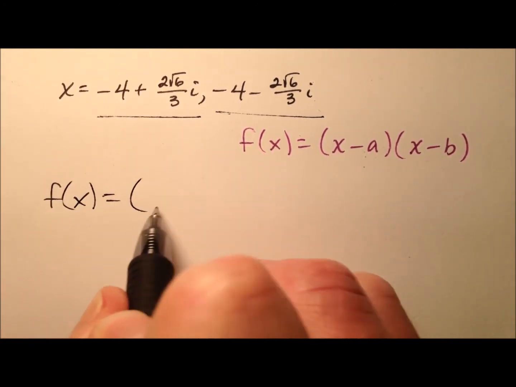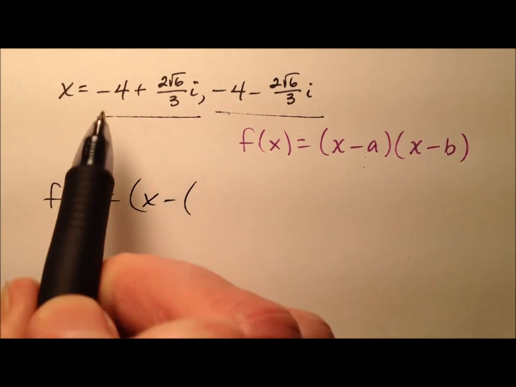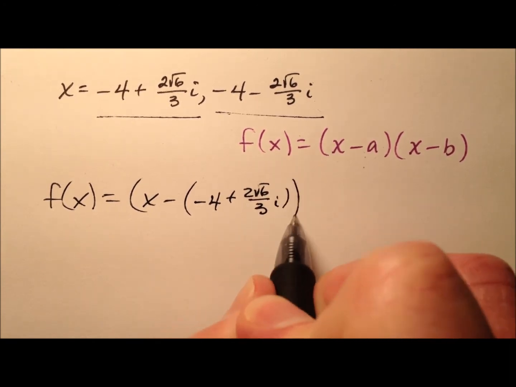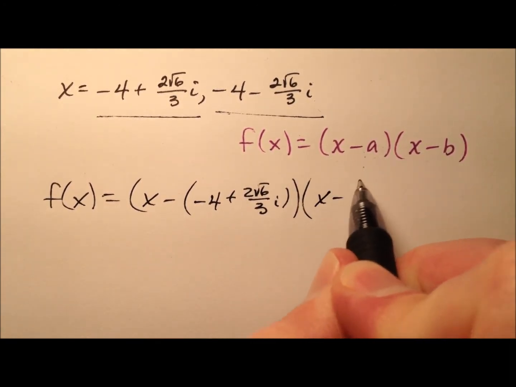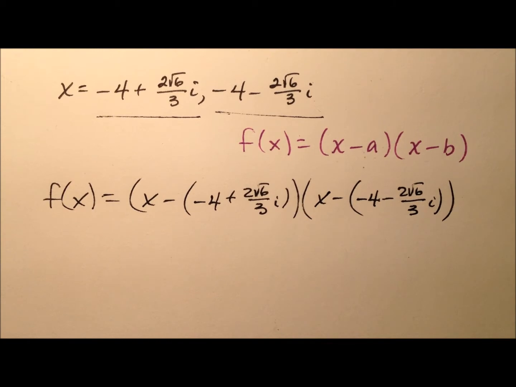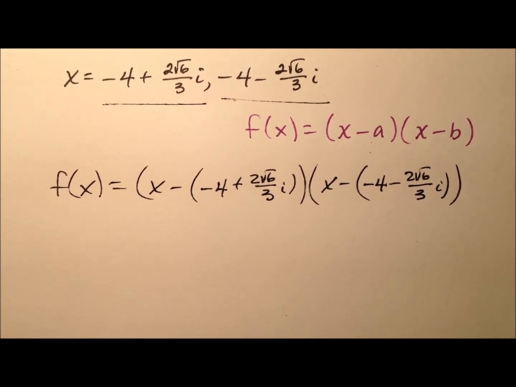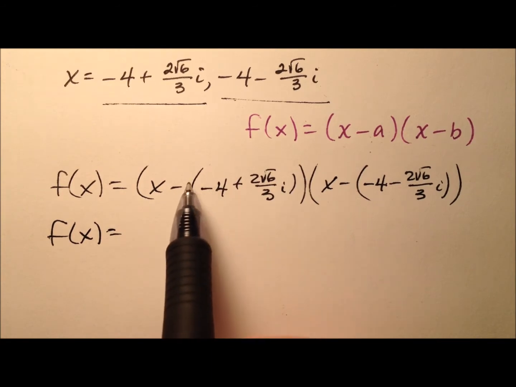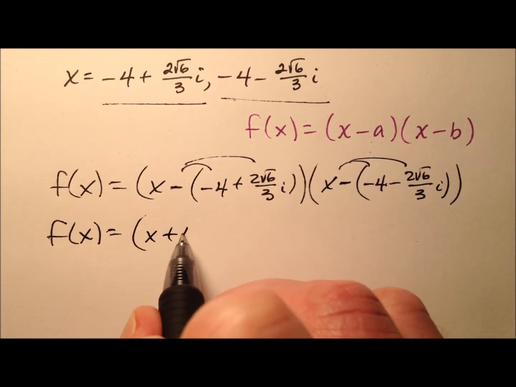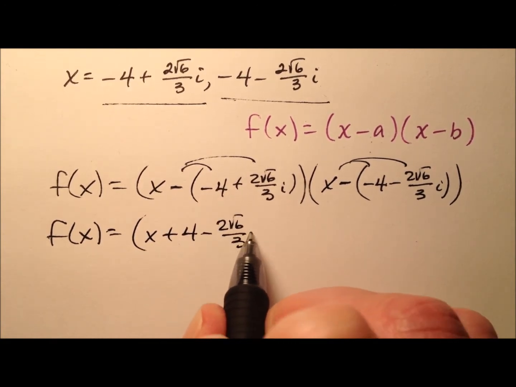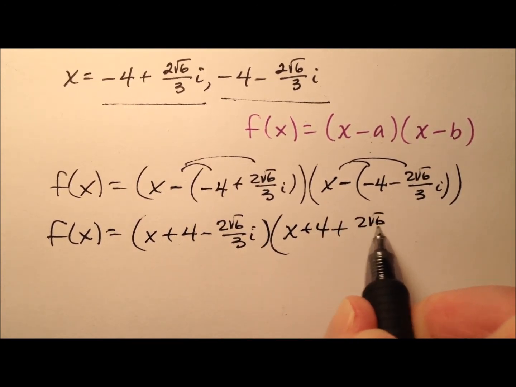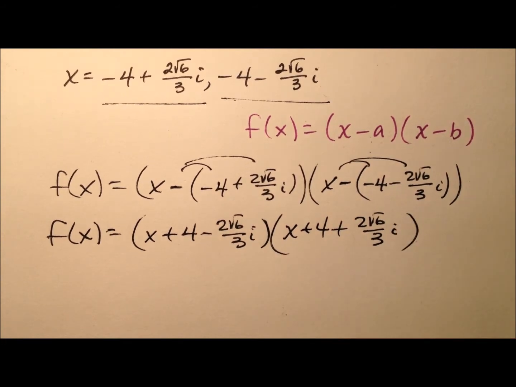So f of x equals x minus a, which is the first root, so negative 4 plus 2 radical 6 over 3i. And the other one is x minus, and then b is negative 4 minus 2 radical 6 over 3i. All right, so now it's a lot of simplification. So f of x equals, the first thing I'm going to do is distribute these negatives through. So x plus 4 minus 2 radical 6 over 3i, and x plus 4 plus 2 radical 6 over 3i.